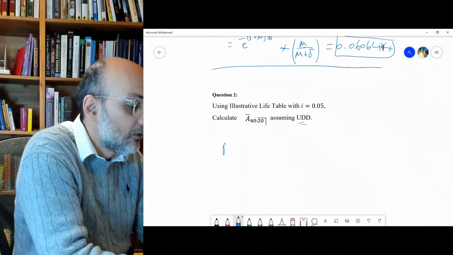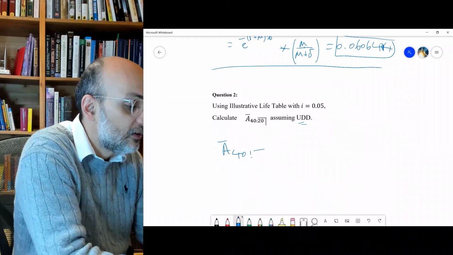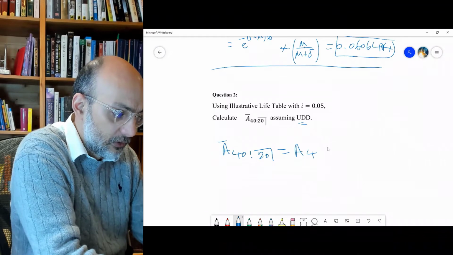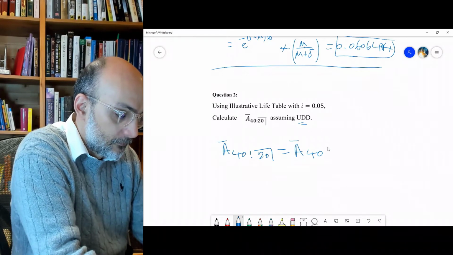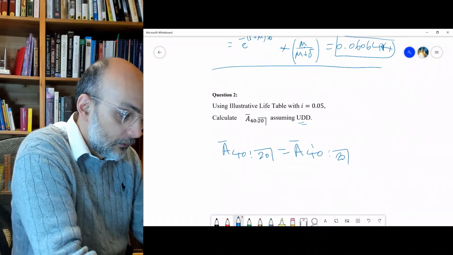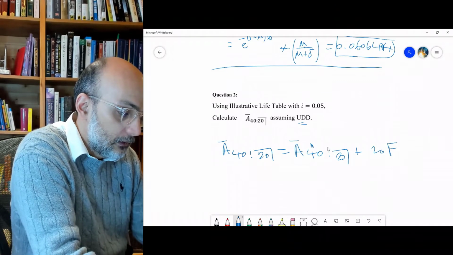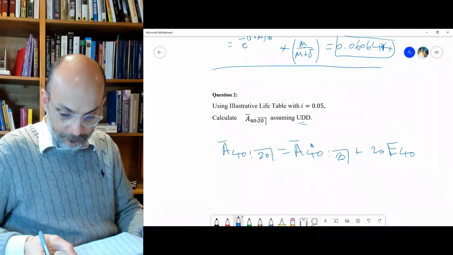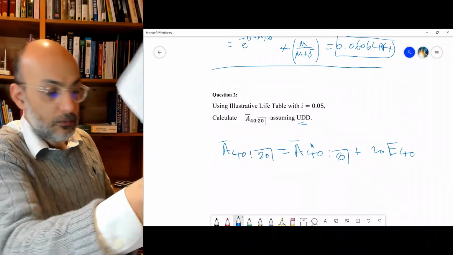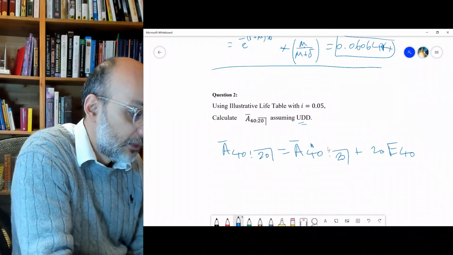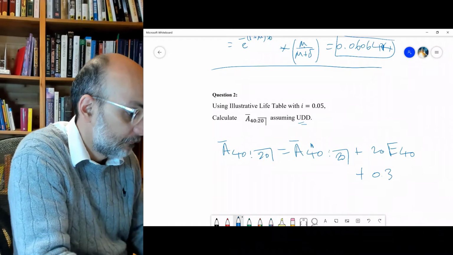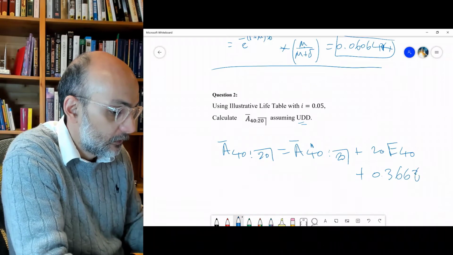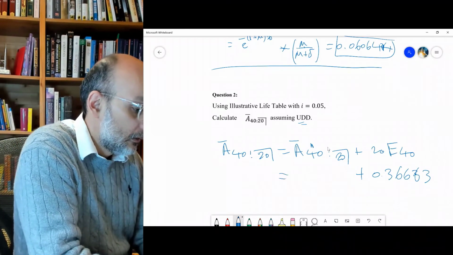The first thing I always do is write the equation and see what I have and what is missing. So this one is equal to A-bar 40 for 20 years, plus 20E40. And 20E40, if you have your life table, you can get right away. This one from the life table directly is 0.436663. So now this one is what we need.